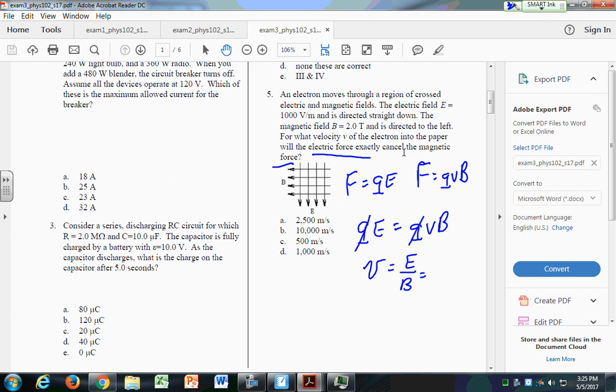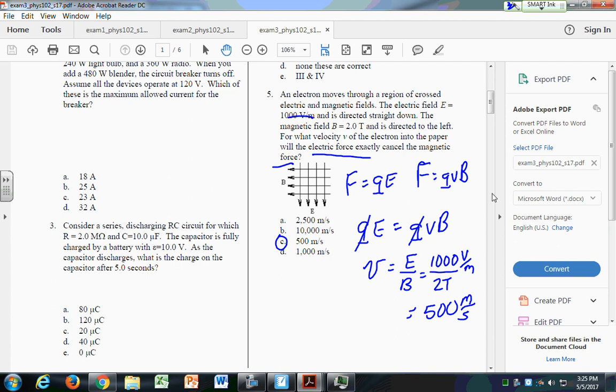The electric field is 1,000. The magnetic field is 2 Tesla. So the answer is 500 meters per second. I don't get all wrapped up in the right-hand rule and all that stuff. That's not really important here. All that's important is that I want my electric force to equal my magnetic force, and then I'll solve for whatever it is I'm looking for.